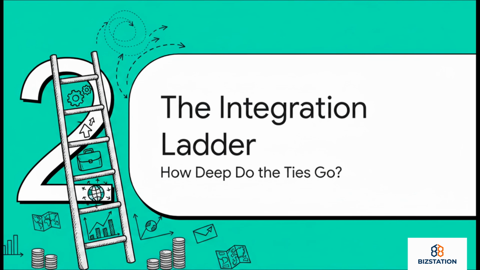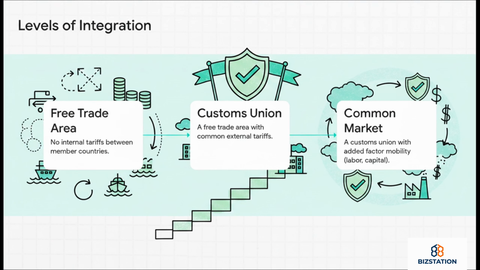To really get a handle on the different kinds of regional deals, I've got a great little analogy for you. I want you to picture a ladder. Each step you climb on this ladder represents a deeper, more involved, and more committed level of economic partnership between the countries in the group. And here it is, our integration ladder. You can see the progression, right? You start at the bottom with a free trade area. Then you can climb up to a customs union. And if you're really ambitious, you can go all the way up to a common market. The key thing to remember is that each step up includes everything from the step below it, plus a big new feature. So let's break down what each of these steps actually means.